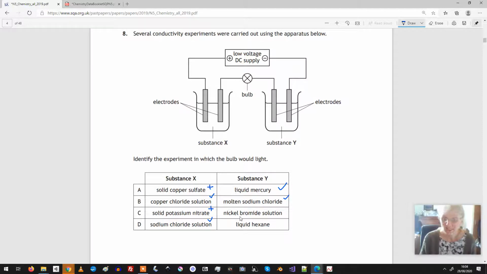Looks like we've got a winner. Nickel bromide solution, that's a yes. Liquid hexane, that's a no because hexane is covalent. It's one of those little hydrocarbons with 6 carbons. So it's not ionic, it's covalent, and it doesn't carry any charges. So it looks like we've got a winner, and it's B.